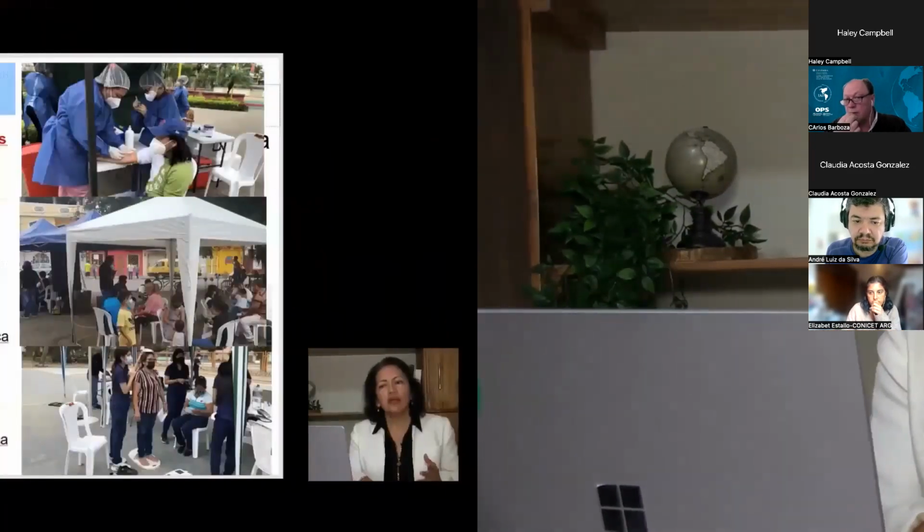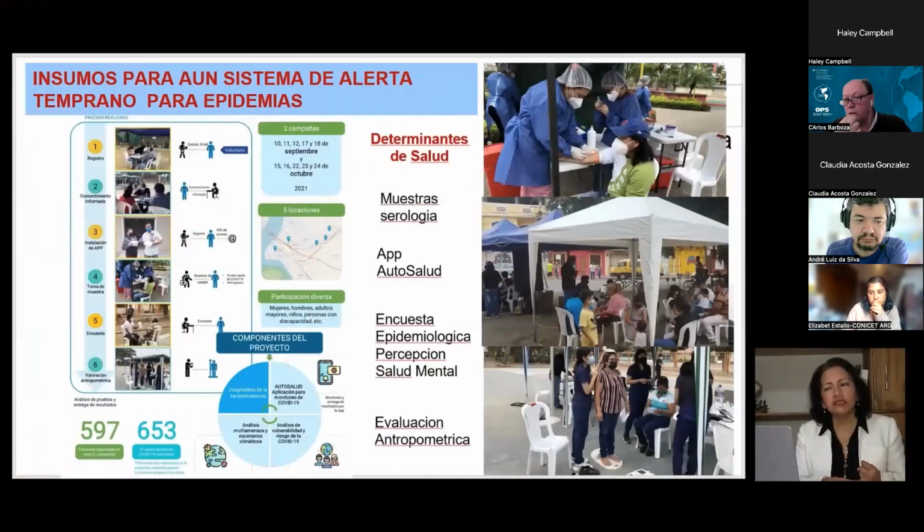and so we tried to see what are the triggers for the vulnerability in this city. So we took blood samples, we created an app for contact tracing, to see what areas had higher risks. We also did some surveys. We also looked at mental health.